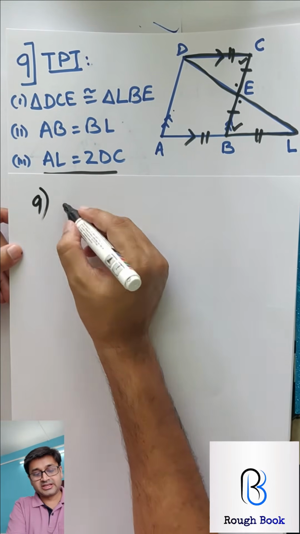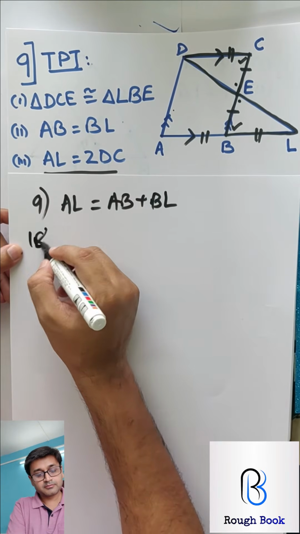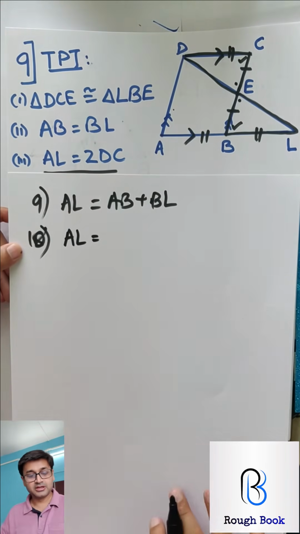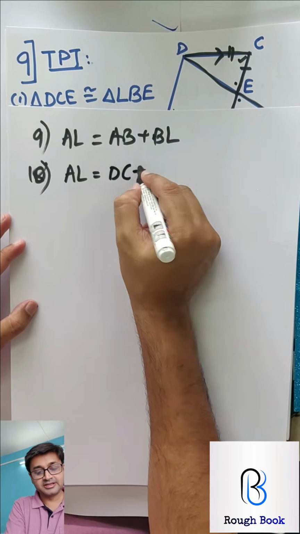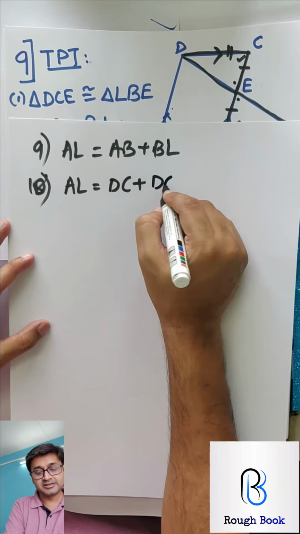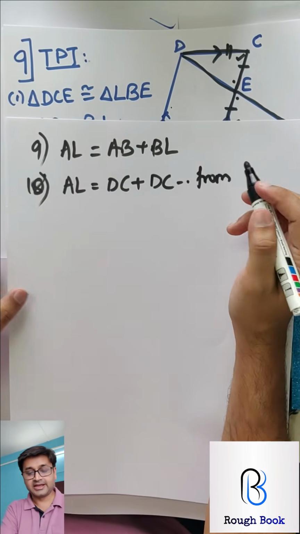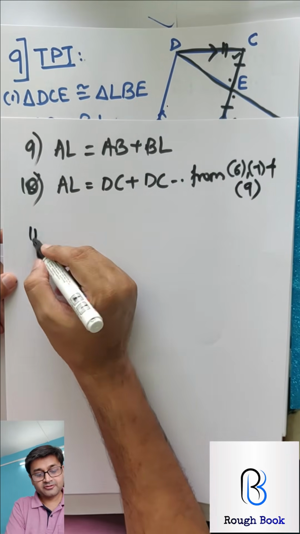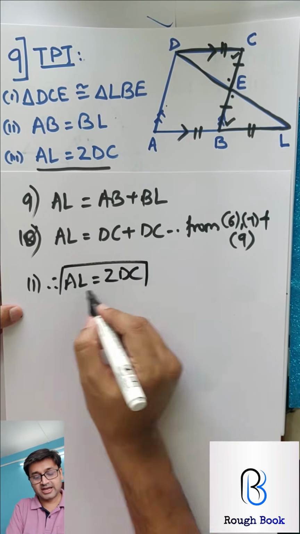Step 9. I will say AL is equal to AB plus BL. AL is AB plus BL. What is AB equal to? DC. So instead of AB, I will say DC. What is BL equal to? DC again. So here also I can write DC. Reason I will have to mention from what steps. They were 6, 7 and 9. So from step number 6, 7 and 9. Finally, AL is DC plus DC, which becomes double DC, and magic has happened.